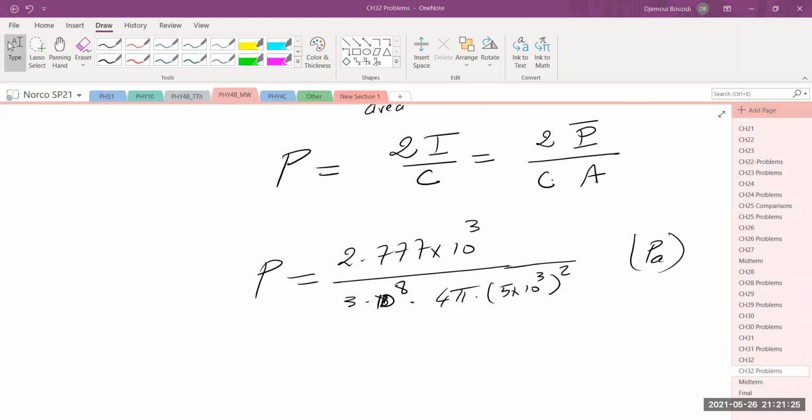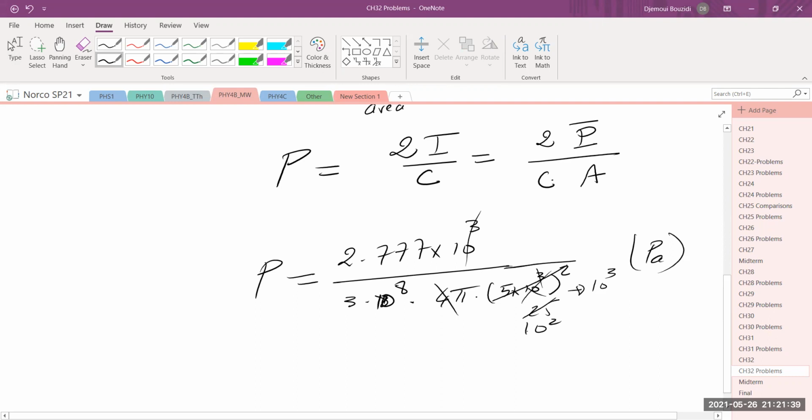One of the 10 to the power 3s is going to cancel with this one. So I'm going to put this 10 to the power 3 on the outside, and this number becomes 25. And 4 times 25 is 100, so we'll have 10 to the power 3 and 10 to the power 2. That's 10 to the power 5 and 10 to the power 8, so it's going to be 10 to the negative 13. Then I have 2 times 777 divided by 3, and that's it.